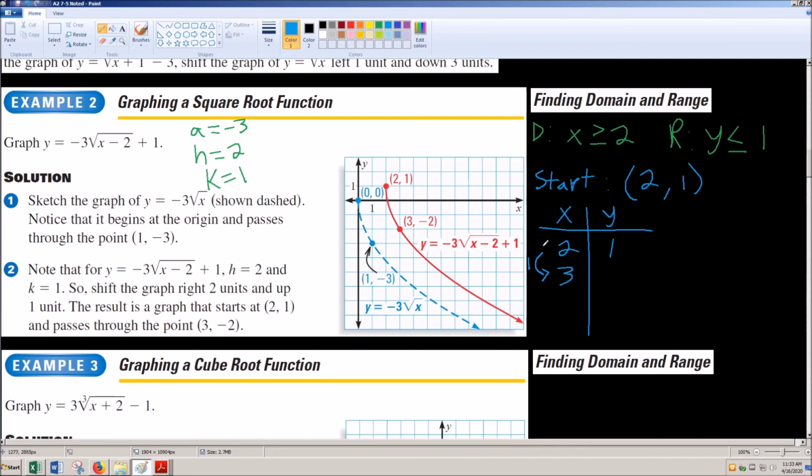And then I'm going to go 4 units out. That's going to put me at 6. When I plug in 3 into this equation, what happens? So if I plug in 3, I'm going to get 3 minus 2, which gives me 1. The square root of 1 is 1. 1 times -3 gives me -3. -3 plus 1 gives me -2. That's my y value.